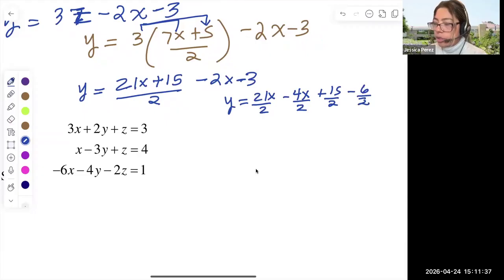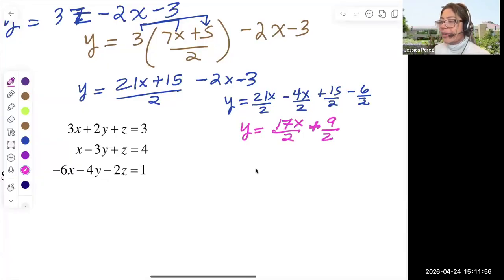So you combine like terms in a single denominator. So then I have 21 and 4, that's 17x over 2. And then plus 5 minus 6, it's a plus 9 over 2. So then y is going to be 17x plus 9 all over 2.